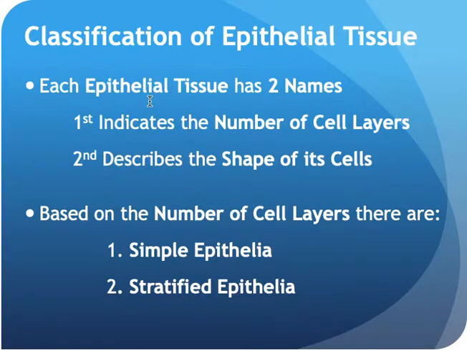So each epithelial tissue has two names. The first part is going to indicate the number of cell layers. So first we're trying to say, do we have one layer or do we have a lot of layers? The second is going to describe the shape of the cell, and again we'll see some pictures and that'll make a little bit more sense. So based on the number of cell layers, we end up with simple epithelia, or we end up with stratified. So one layer versus more than one layer. Okay, so that first part of the name is going to be simple or stratified, and then we're going to specify what sort of cells make up each type.